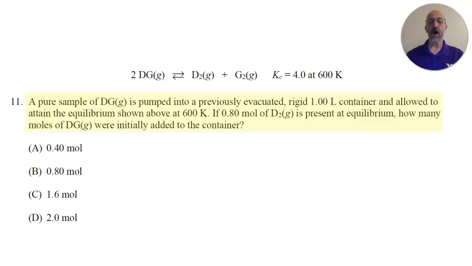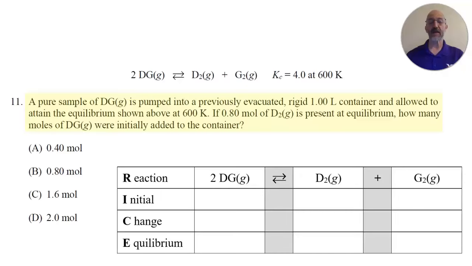here in question 11, a good strategy is to create a so-called Rice table. So reaction, initial, change, and equilibrium. So the reaction row of the Rice table represents the balanced equation in which 2 moles of substance Dg decomposes to produce 1 mole of substance D2 and 1 mole of substance G2. Now, with respect to the initial amount of substance Dg that was added to the container, that's what we're trying to find.